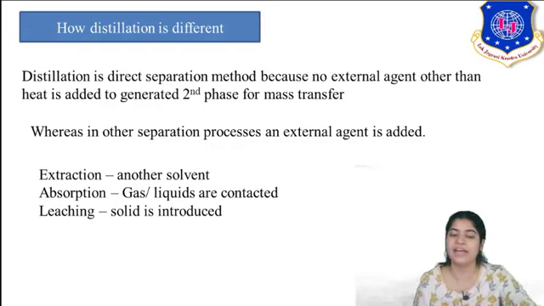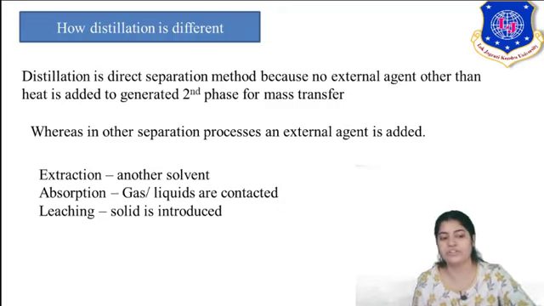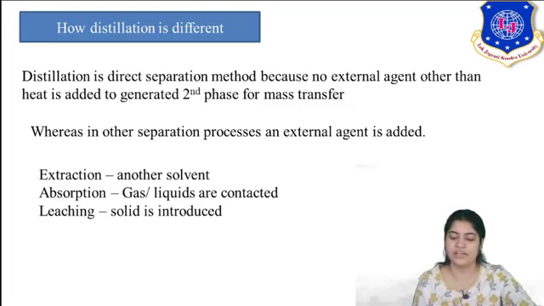In distillation, we add heat, and because of the addition of heat, different phases are created. Vapor is created because we add heat, whereas in other separation processes, we saw that externally another phase is created.